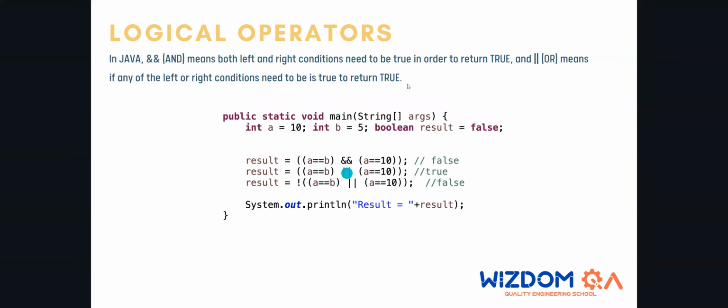Logical operators. Here, things are a little different. I hope you can understand the strategy now a little bit. Earlier, I showed you how to evaluate just two numbers, A equals to B or A greater than B, whatever, right?